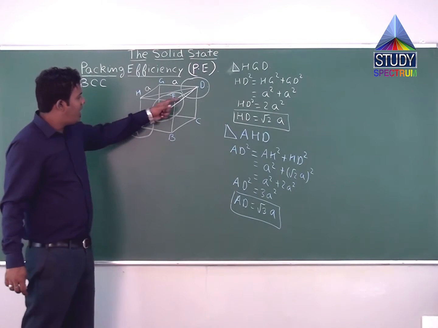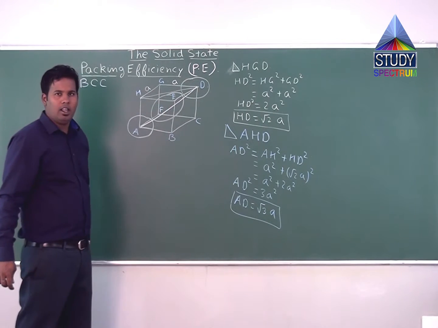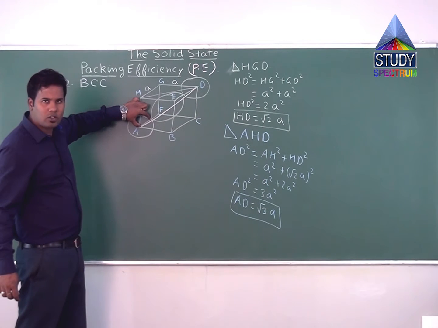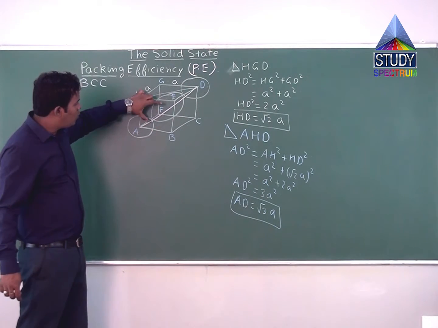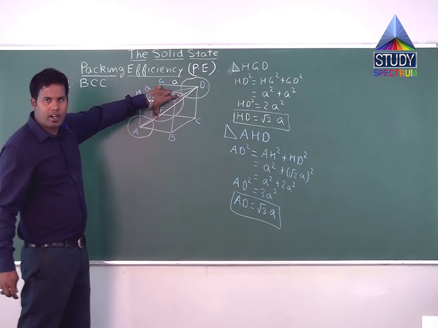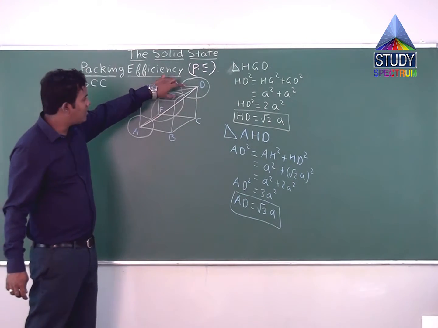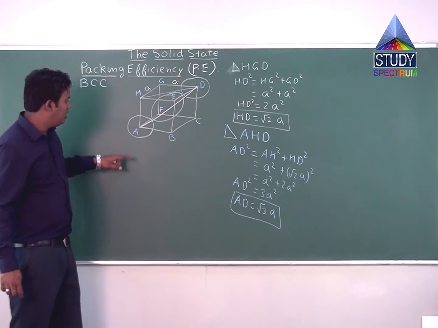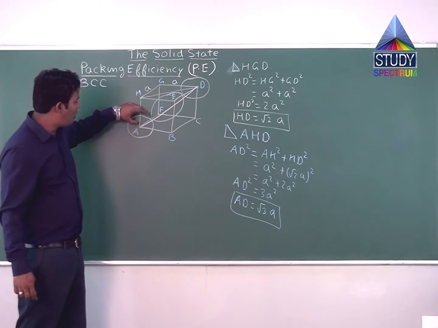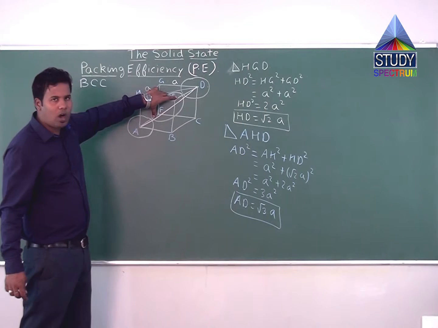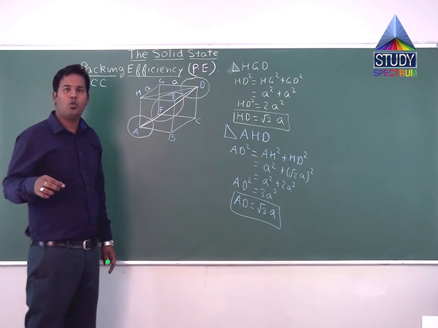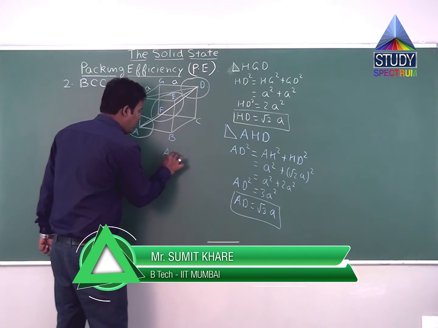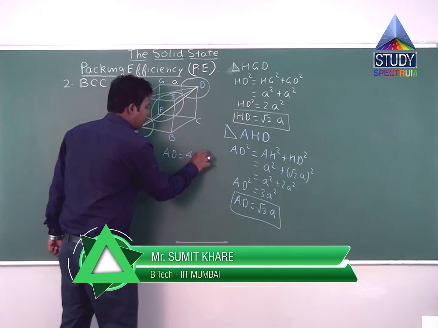Now if you see this body diagonal root 3a, it is actually R of the sphere at this corner, plus 2R of the atom or sphere at the center of the body, plus R at this corner of the cube. So basically this body diagonal is nothing but the sum of small r plus 2r plus r, that is 4r. So this body diagonal AD is also equal to 4r.